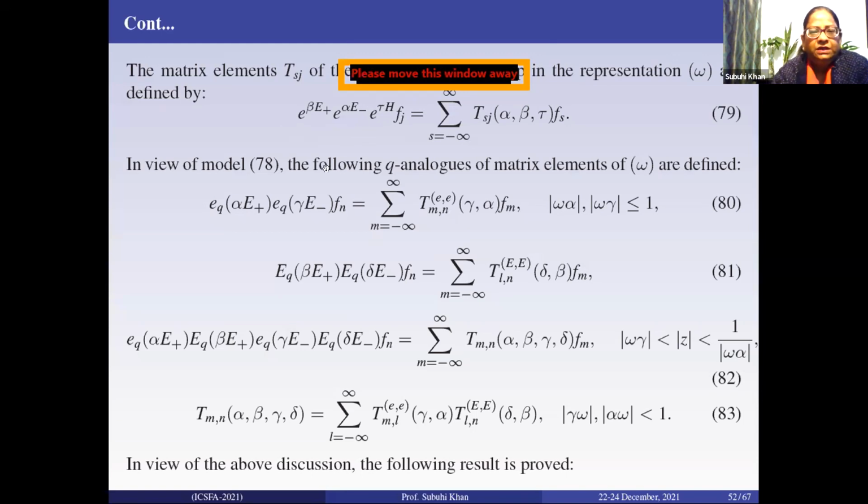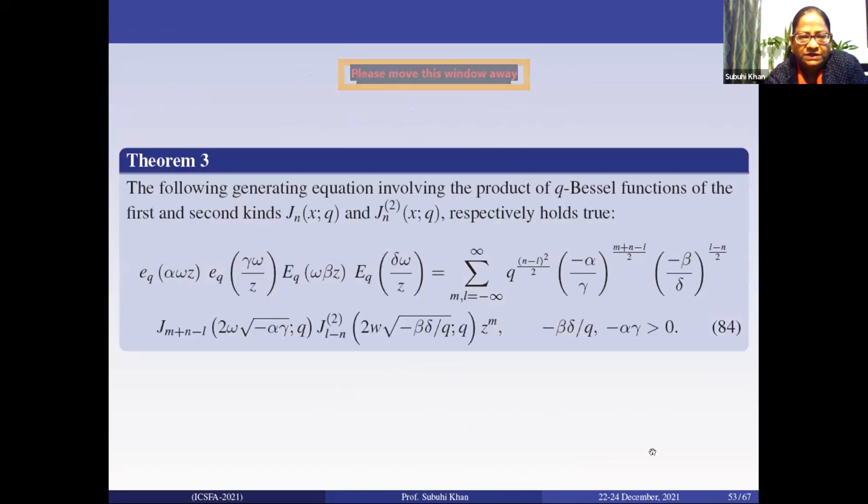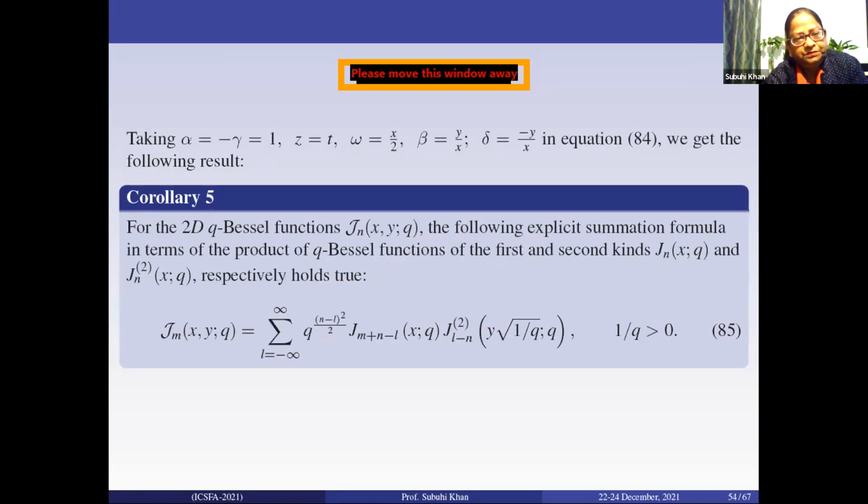Okay. So in view of this model, the following Q analog of the matrix elements are obtained. These are all the computations, so I would just like to give you the main result here. That is, the following generating equation involving the product of Q Bessel functions of the first and second kinds respectively holds. So we obtain this for the two-dimensional Q Bessel function. For this we have used the quantum algebra EQ2 and the representation W.